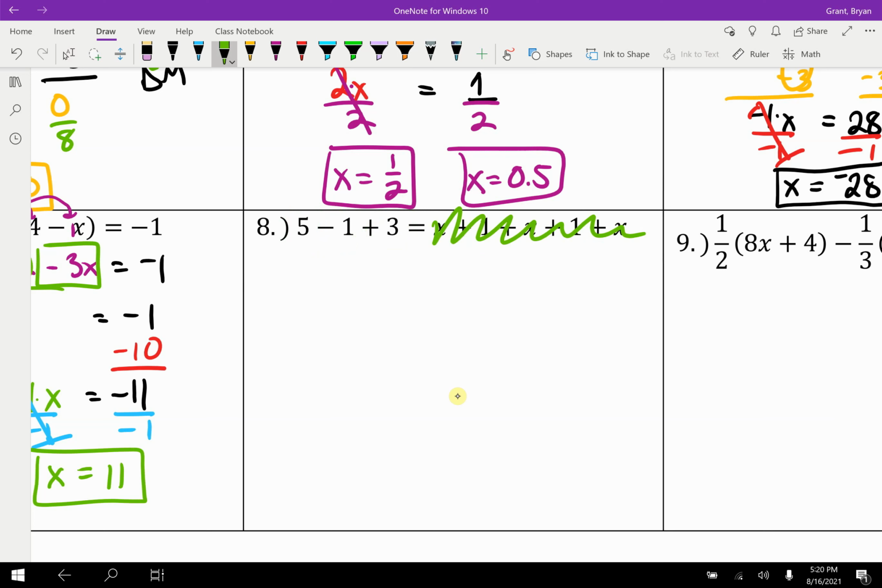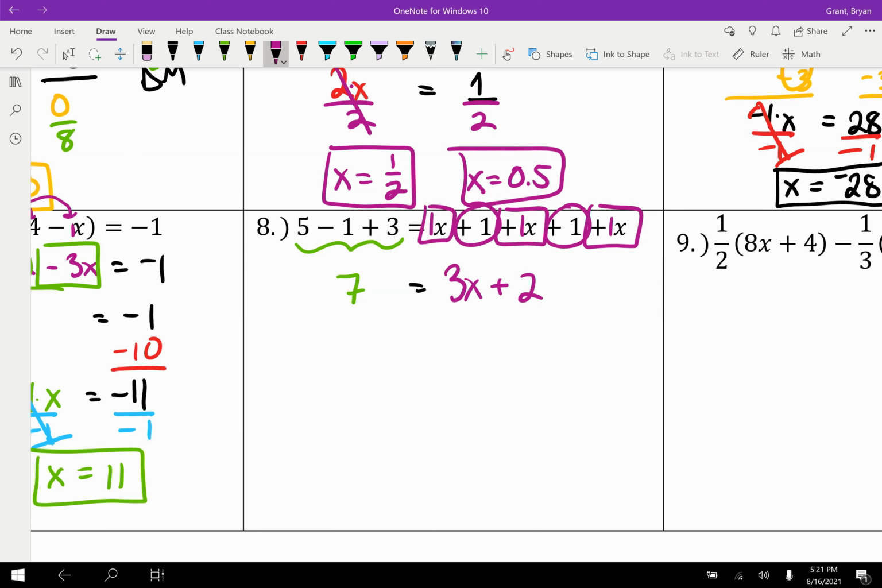5 minus 1 is 4. 4 plus 3, all of these just become 7. Very nice. And now we do the right side. To do the right side, we have this 1x and another x and another x. 1 of something plus another gives us 3 of those things. And then we have 1 plus 1 more, which is 2. Looks pretty good. We are just about done.